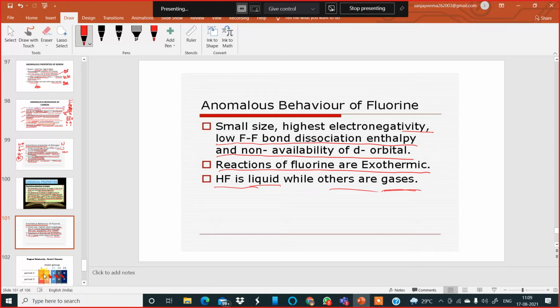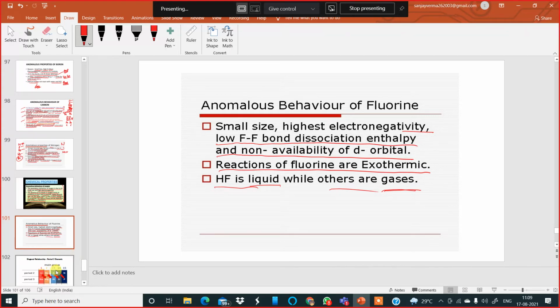So this brings us to the end of this anomalous behavior of the second period elements. Please go through them in detail properly. You can check the textbook also for this variation with regard to their oxidation states as well.